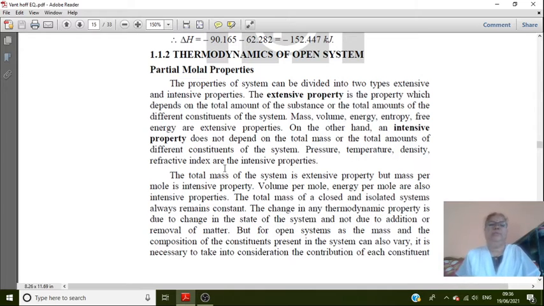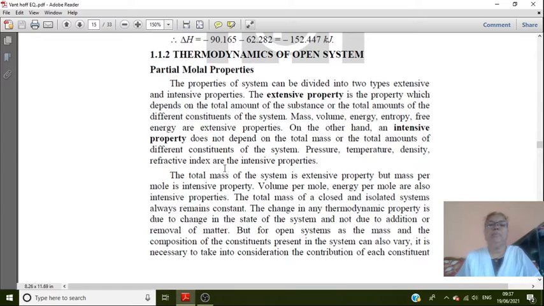Good morning, students. Today you are going to learn the thermodynamic properties, particularly the partial molar properties. The properties of a system can be divided into two types: extensive properties and intensive properties.